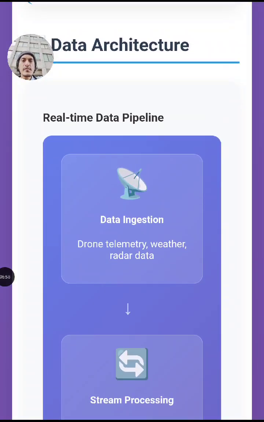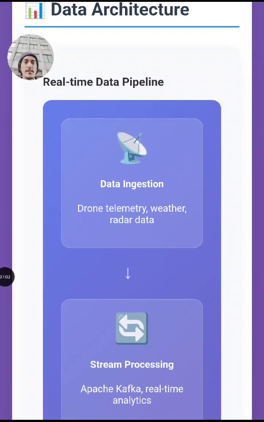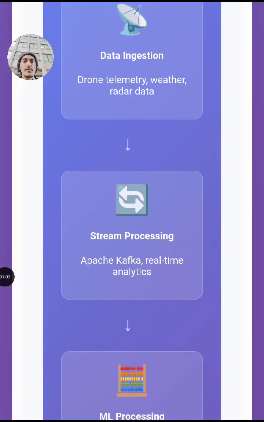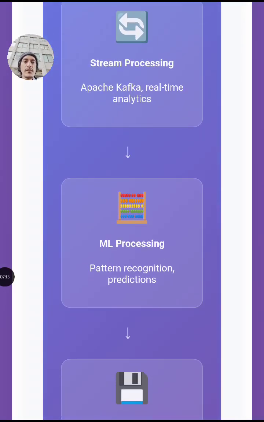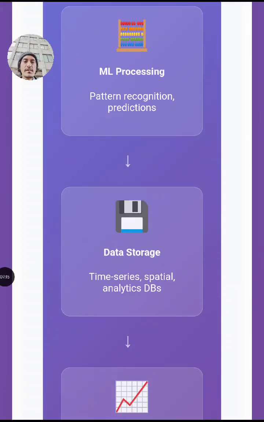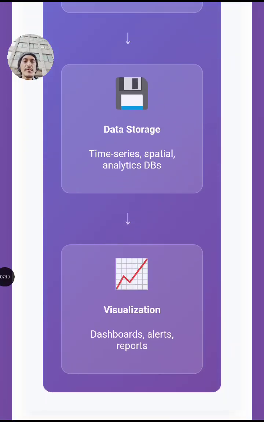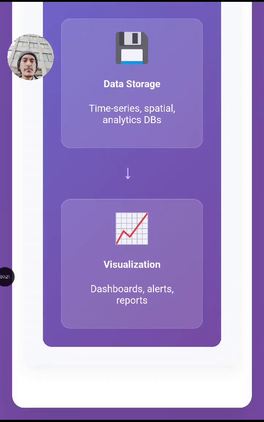So let's take a look at the data architecture now. The real-time data pipeline: data ingestion coming from drone telemetry, weather and radar data; stream processing with Apache Kafka for real-time analytics; ML processing for pattern recognition and predictions; data storage in time series and spatial analytics databases. Then we have visualization: dashboards, alerts, and reports.